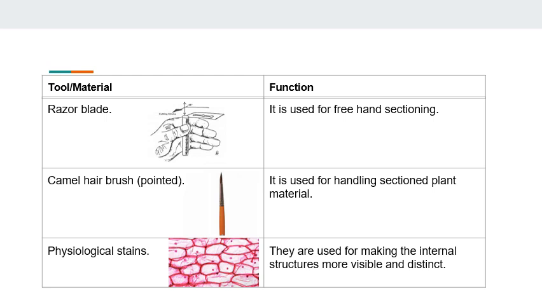Then we also have the razor blade. The razor blade is used for freehand sectioning. The camel hair brush, we choose the pointed one because it is easier to pick sectioned plant materials with the pointed camel hair brush than any other camel hair brush. Physiological stains are used for staining the biological specimens that we observe, making them more visible and distinct so that we can see the cellular structures that we want to identify.